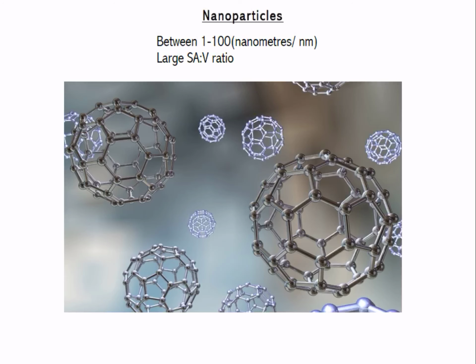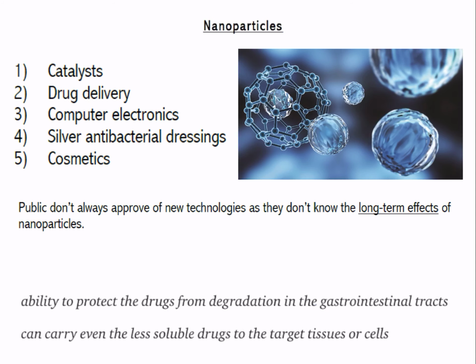Topic 2 in triple science. So the first thing is nanoparticles. A nanoparticle is between 1 to 100 nanometers long, and they have large surface area to volume ratios. Nanoparticles can be used for catalysts because of that large surface area to volume ratio.